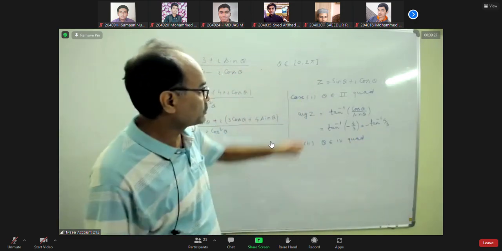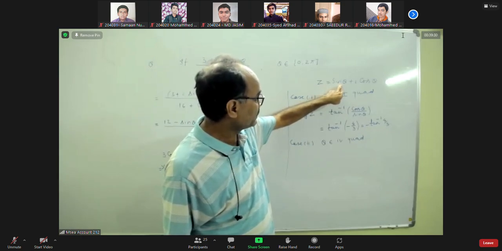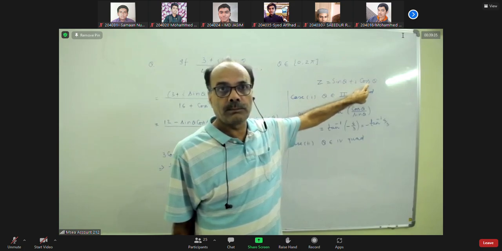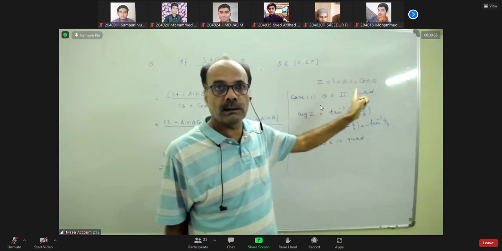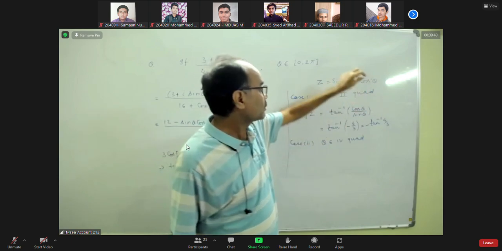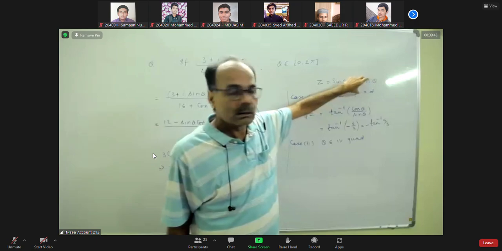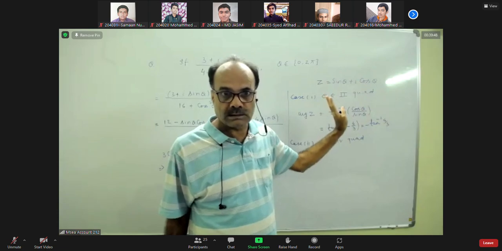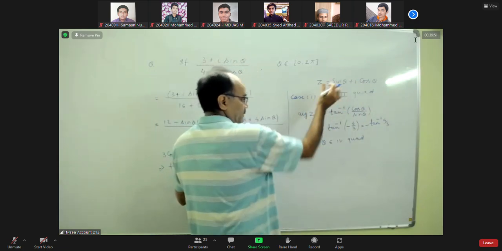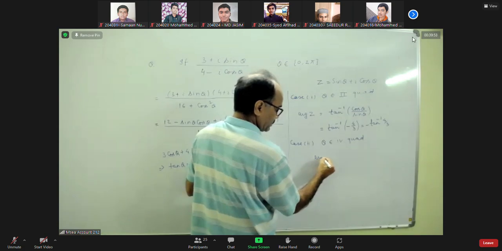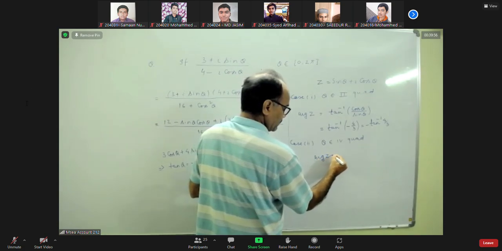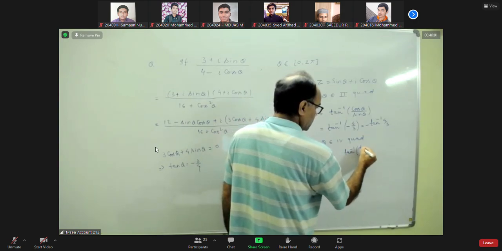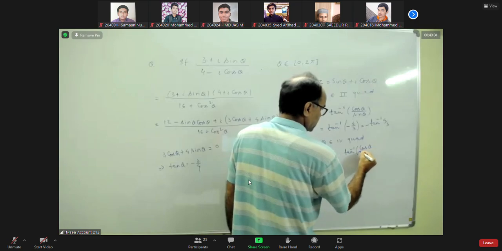If theta is in the fourth quadrant, A is negative, B is positive. So theta is not the argument of this complex number. The argument of this whole complex number Z, I have written here as argument of Z. So argument of Z equals tan inverse B by A, that is cos theta by sin theta.